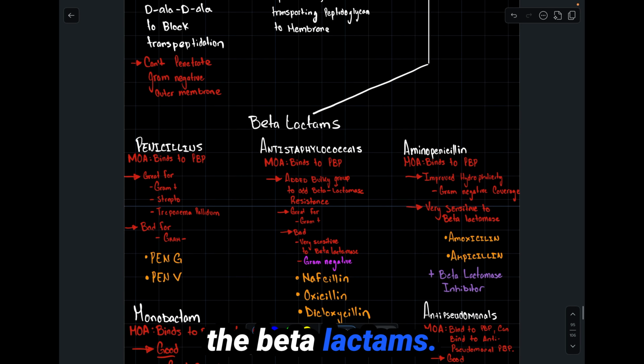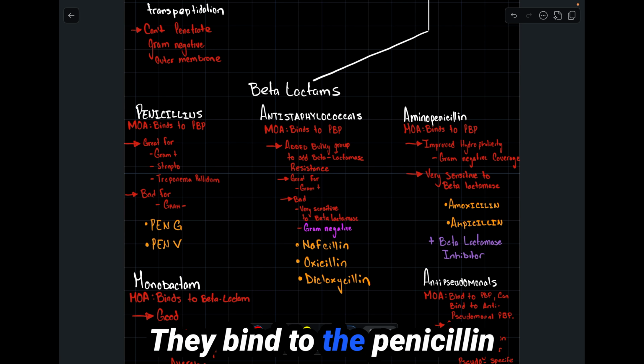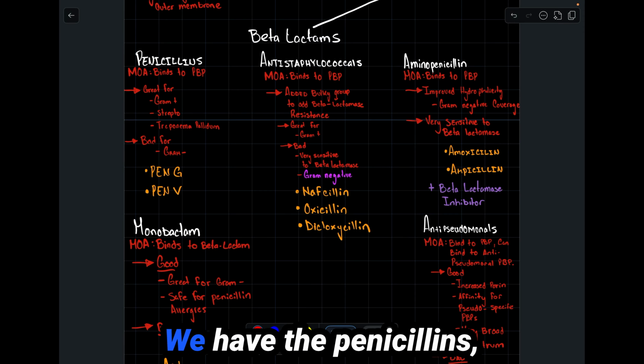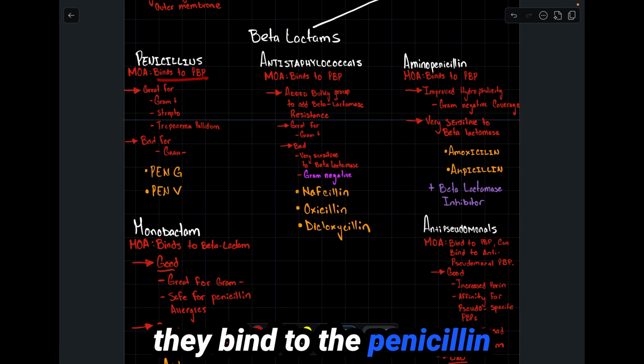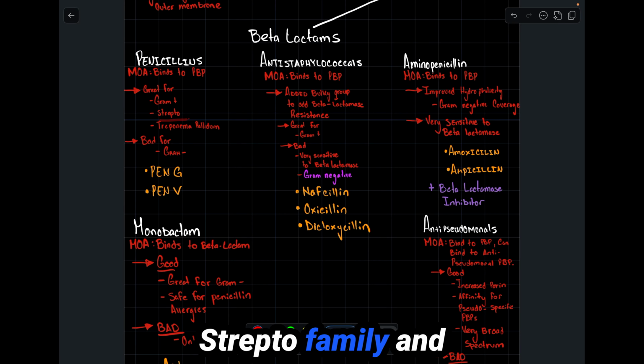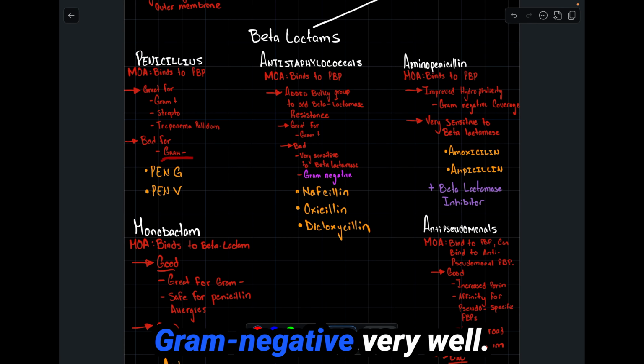Now let's talk about the beta-lactams. All beta-lactams do the same thing at their core. They bind to the penicillin binding proteins, which is actually a transpeptidase that links this peptidoglycan together. We have the penicillins. They bind to the penicillin binding protein. They're great for gram-positive, the strep family, and Treponema pallidum, which is syphilis. Their weakness is that they can't penetrate gram-negative very well.